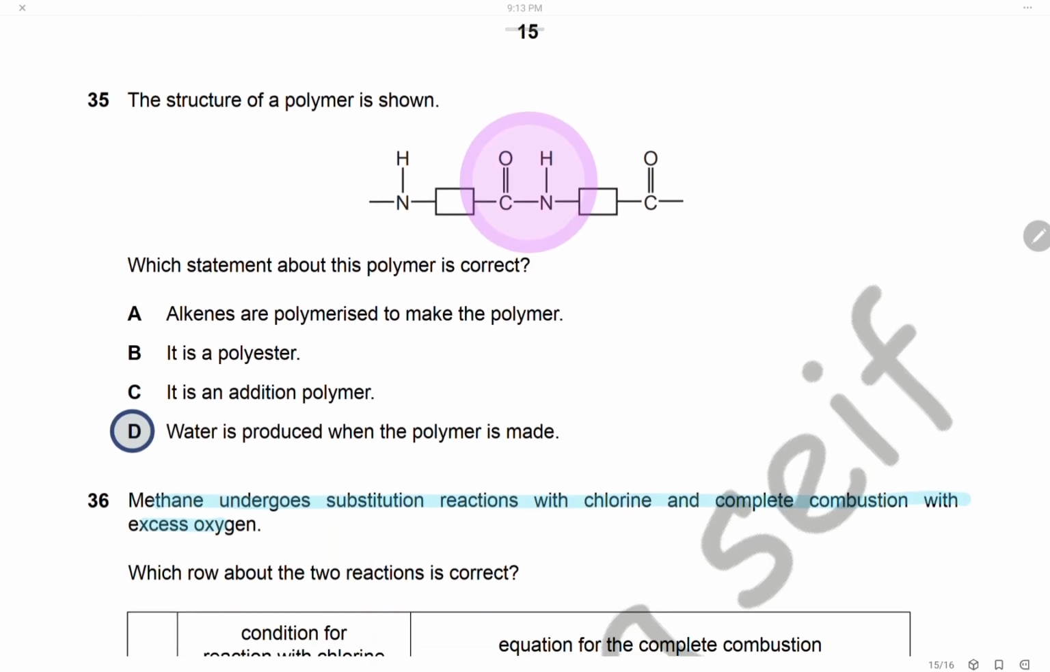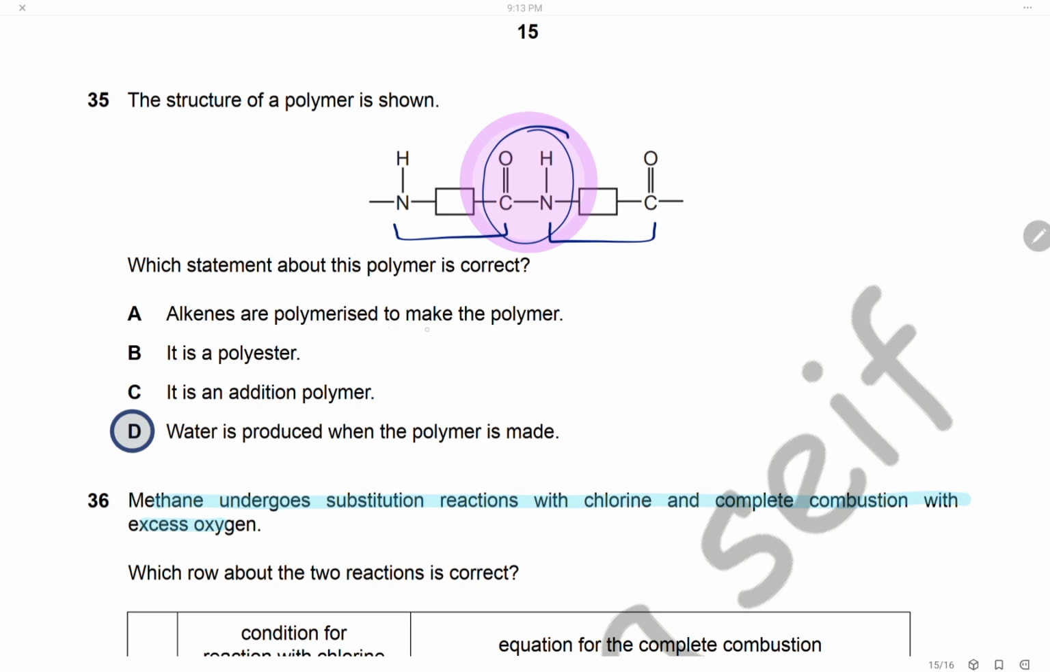Question 35. The structure of a polymer is shown. Which statement about this polymer is correct? Here the polymer contains an amide linkage, so it is a condensation polymer formed from the 2 monomers here, as we can see, amino acids, and this is the amide linkage.